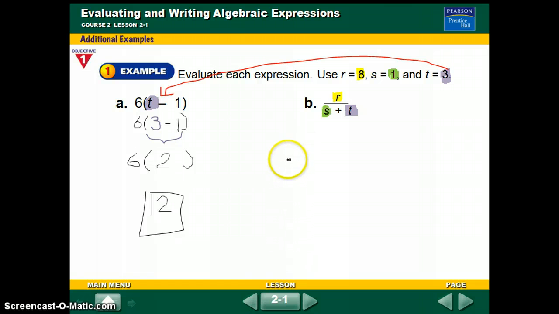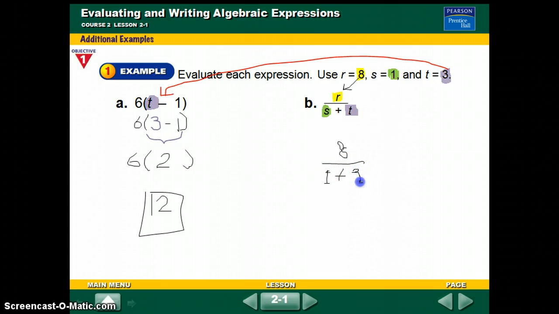Now go ahead and look over at part B. This time we have a few of them to plug in. We're going to start by plugging in 8 for R. So I'm going to start by making kind of the basis of my thing. I have a plus sign and a fraction. Now it goes on top. Instead of R, I'm going to take that out. I'm going to put 8. I'm going to take S out, and I'm going to put 1. And I'm going to take T out and put 3.